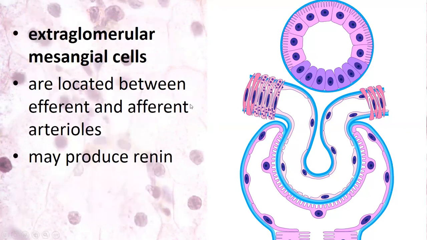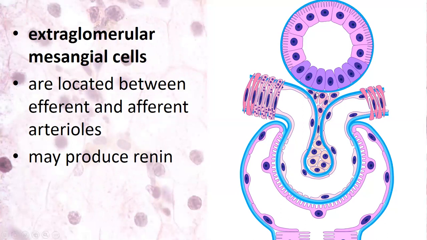And also the third component of the juxtaglomerular apparatus is the extraglomerular mesangial cells. Here we can see the usual mesangium, which is located inside the capillary loops. But this triangle between two arterioles and the macula densa is filled also by special cells. They are called extraglomerular mesangial cells, and they may produce renin when the juxtaglomerular cells, the main cells, are exhausted. So when these cells are exhausted, their function is replaced by these cells which are located near them.